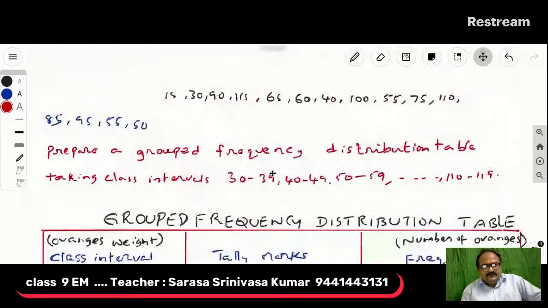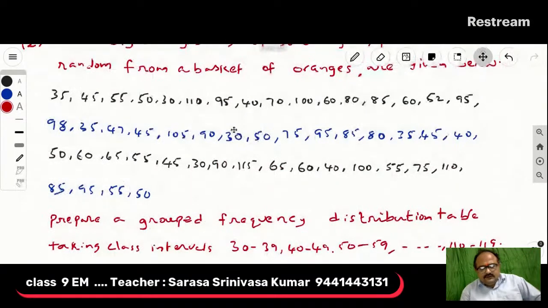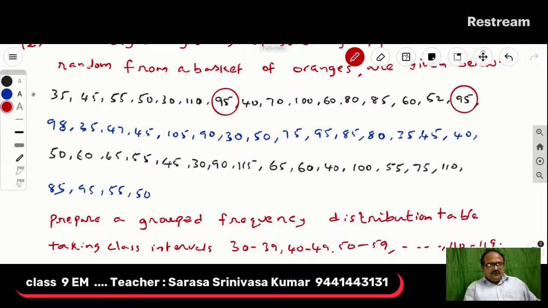Let us count the number of oranges in this class interval 90 to 99. This is the first orange and this is the second orange. So how many oranges are there in the first row? Two oranges are there in the first row.